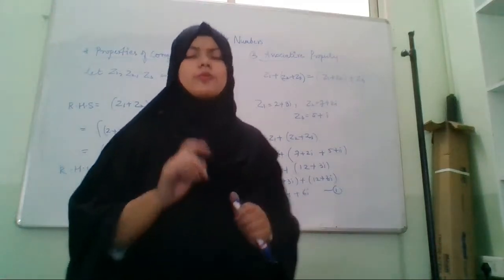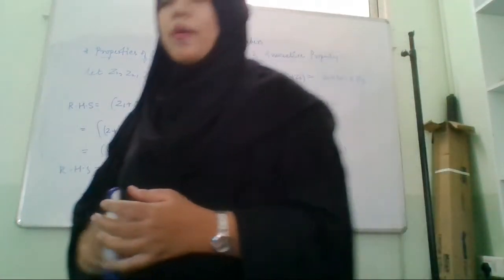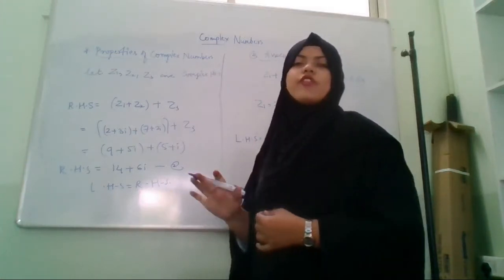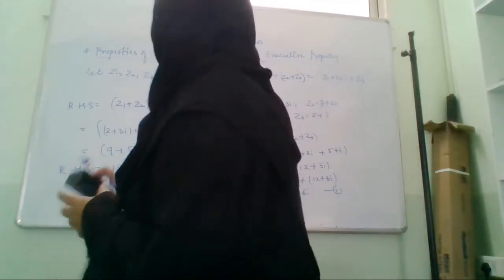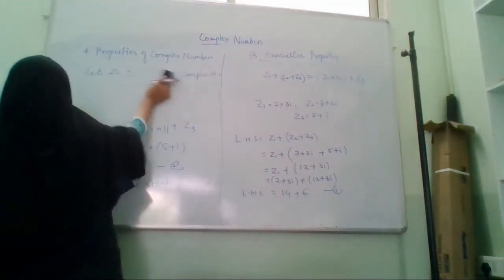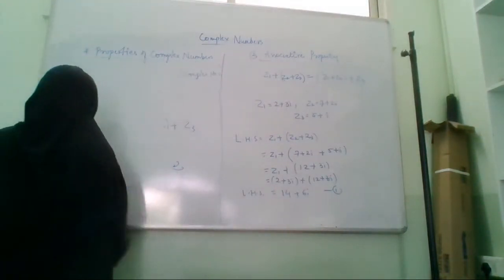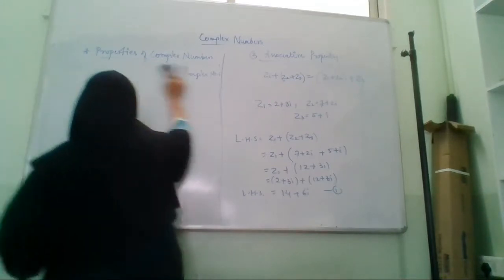I hope this property is clear. Now the third property, that means associative: addition of complex numbers is associative. Now the next property is the identity property. Next property is the identity property.